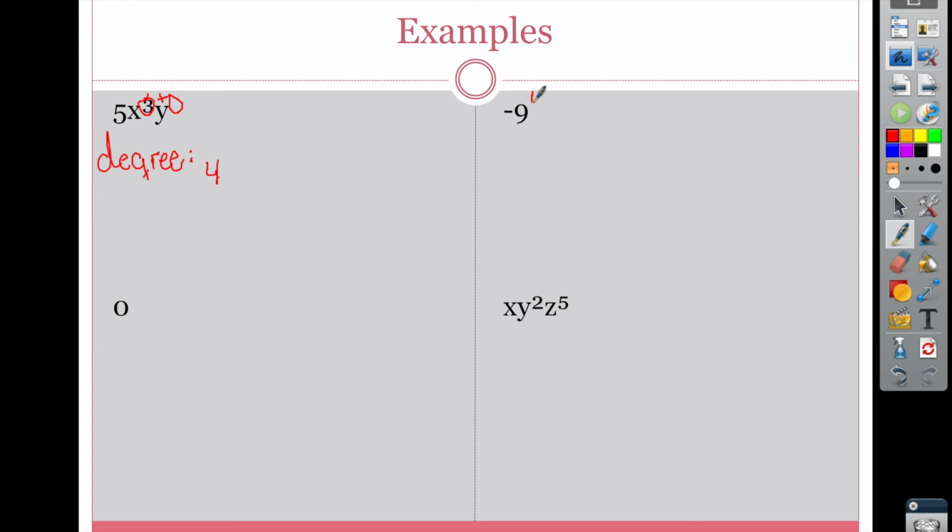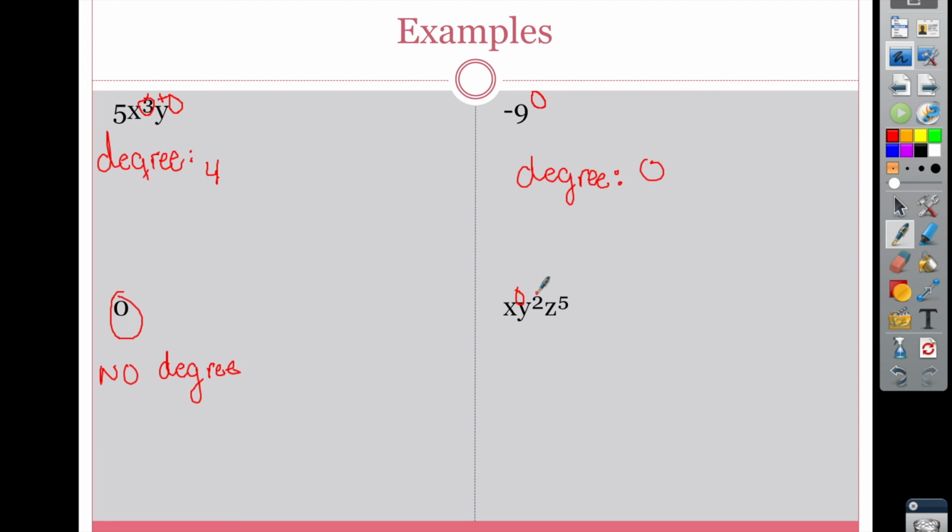Okay, so negative 9 does not have a degree. It is not raised to an exponent. Anything that is just a constant is raised to the 0 degree. However, 0 is raised to nothing, so there is no degree.